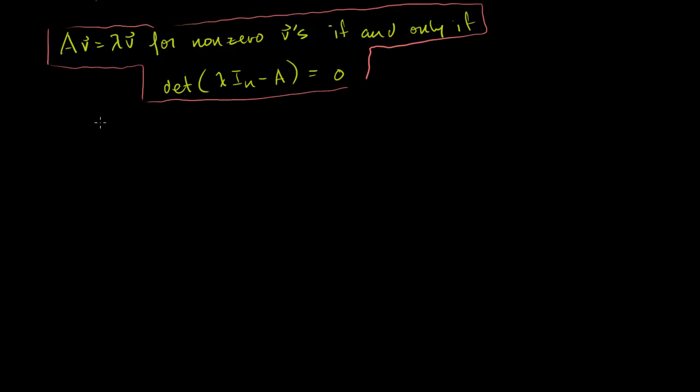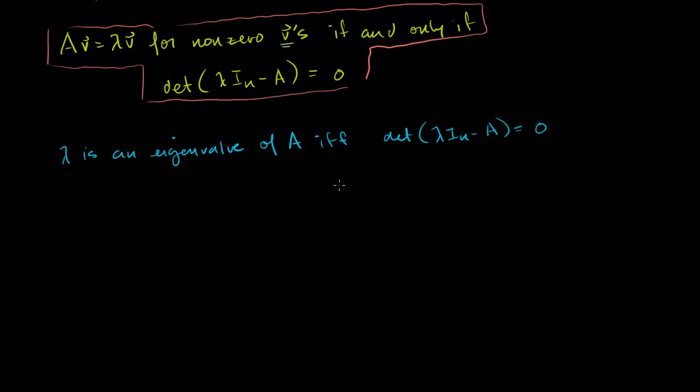In the last video, we were able to show that any lambda that satisfies this equation for some non-zero vector v means that the determinant of lambda times I, the identity matrix, minus A must be equal to 0. Or we could rewrite this as saying lambda is an eigenvalue of A if and only if the determinant of lambda times the identity matrix minus A is equal to 0.